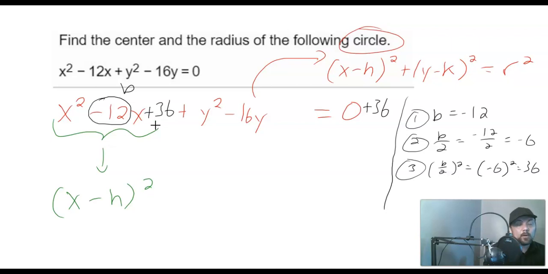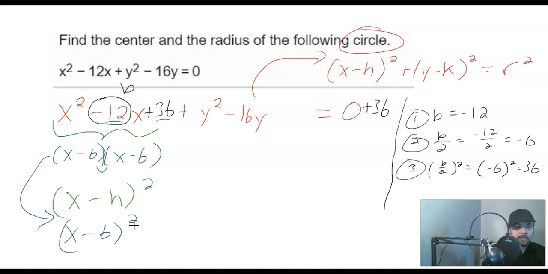What are two numbers that multiply to 36 but add to negative 12? You should find it's negative 6 and negative 6. So what should happen, if you've done this correctly, is that the two numbers you find should be the same. And that way you're getting the same factor twice. And if it's the same factor twice, you can write it as that factor squared, right? So x minus 6 times x minus 6 is really just x minus 6 squared. Right? Now it matches the formula for a circle, right? And now we can see h is equal to 6.